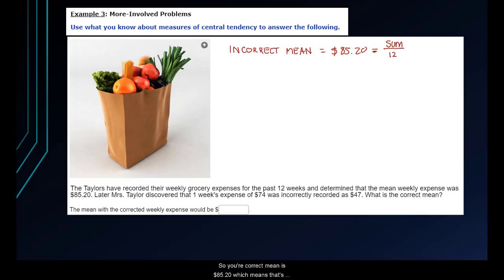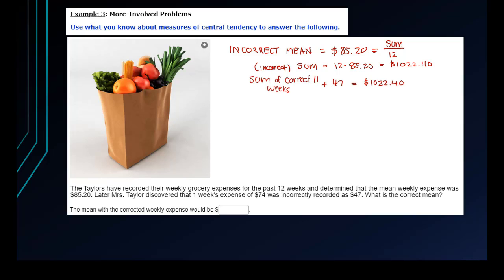So the incorrect mean is $85.20, which means that's equal to an incorrect sum over 12. So that sum had to be $1,022.40. Now, this is basically what's going on here. There were 11 weeks where the numbers were correct, and there's that 47 that was not supposed to be there. So those numbers, which I don't know what they are, and I don't need to know what those numbers are, I'm just going to call them S11.